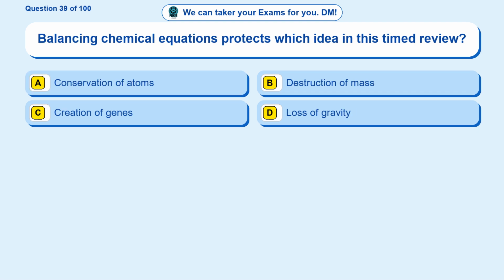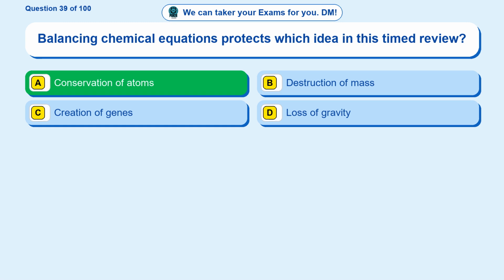Question 39. Balancing chemical equations protects which idea in this timed review? Option A, conservation of atoms. Option B, destruction of mass. Option C, creation of genes. Option D, loss of gravity.